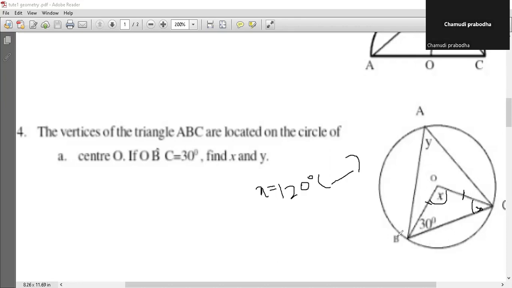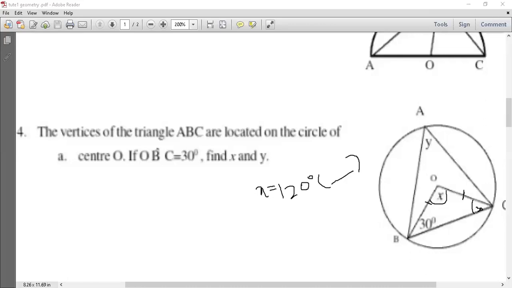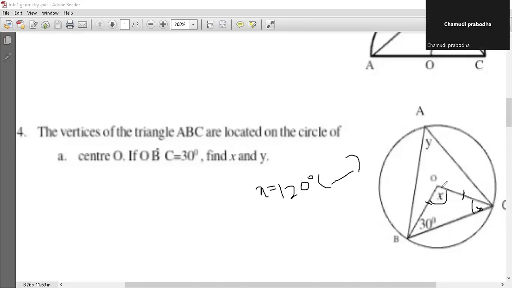Here there's a term, arc. Arc means any part of a circumference. Look at the theorem. The angle subtended by an arc at the center of the circle. The angle is starting from B and going to C. The center angle is twice the angle subtended by that same arc, the BC arc, at the circumference of the circle.